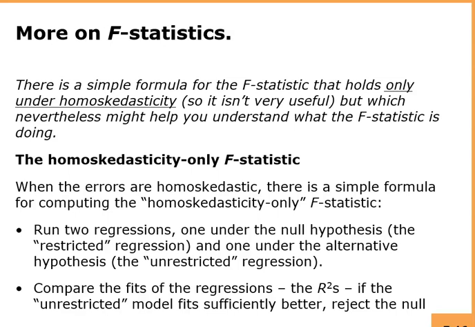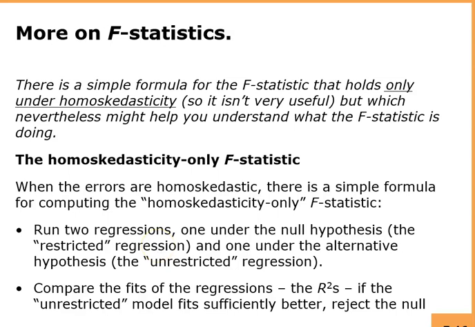But there's an important application of the homoskedasticity-only F-stat because it can actually be shown with the help of a simpler formula using R squares from two different equations, and those two different equations are called the unrestricted equation and the restricted equation. So what we'll do is run two regressions, one under the null hypothesis, which is the restricted regression.